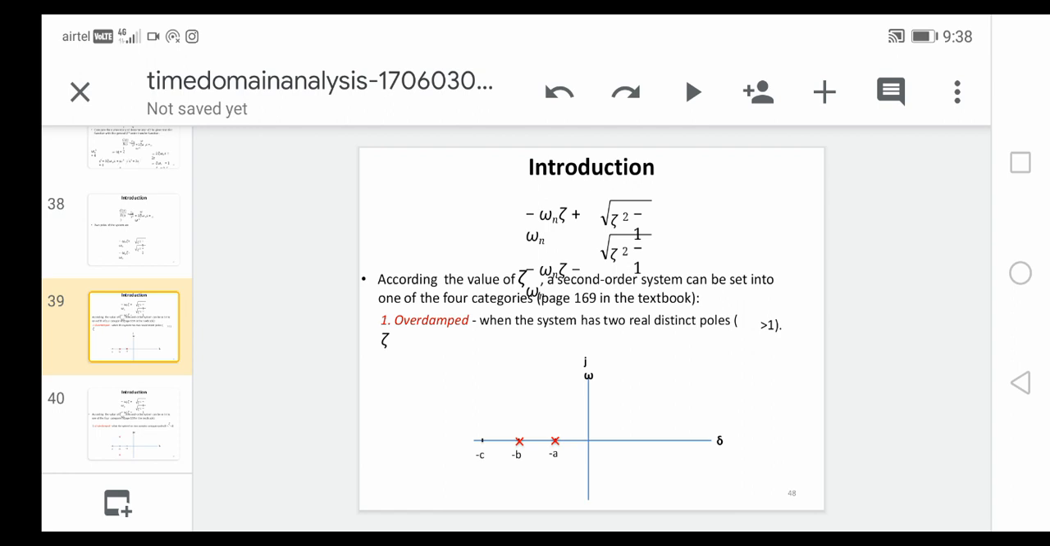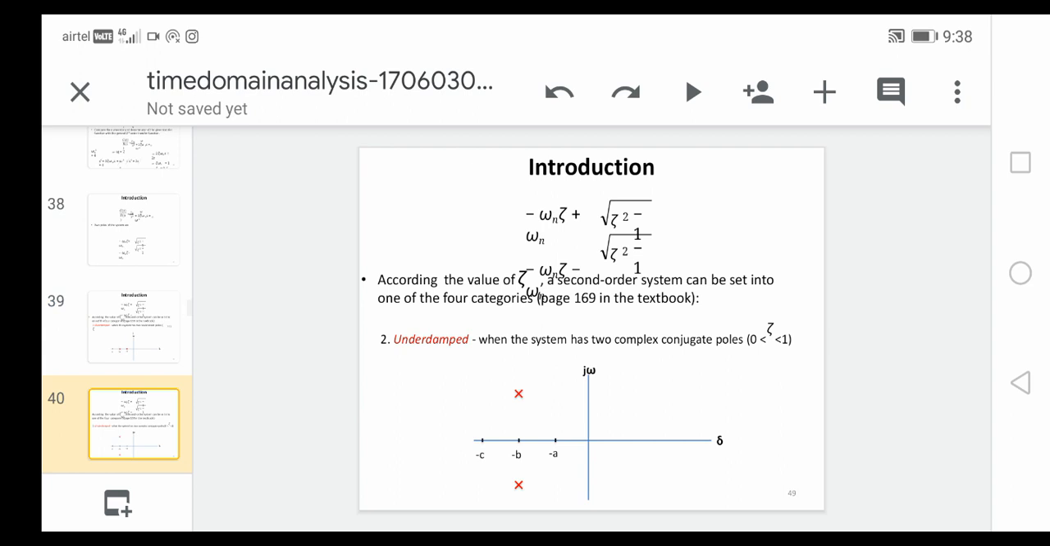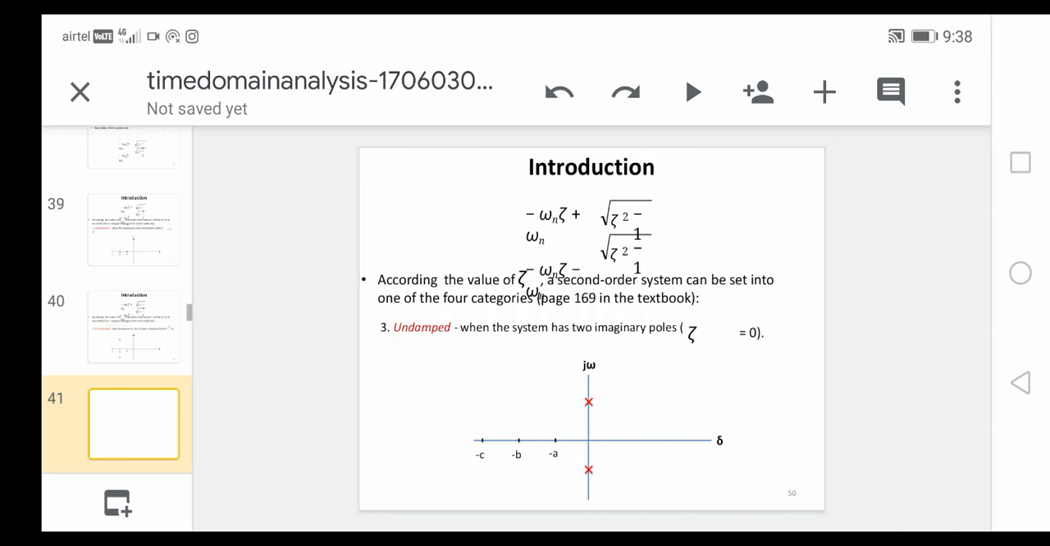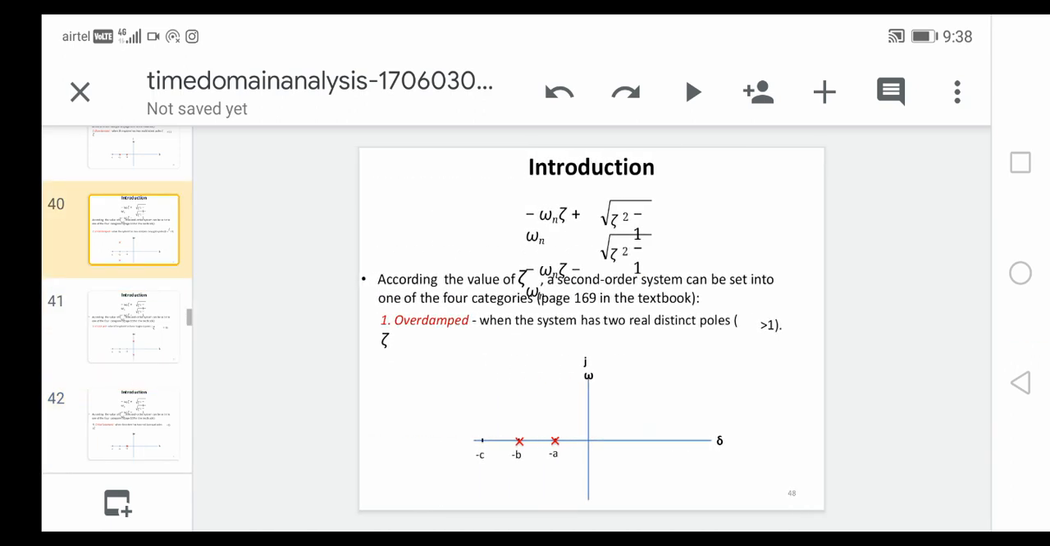When zeta is between 0 and 1, the roots will be complex conjugate. When zeta is equal to 0, the roots will be on the imaginary axis. When zeta equal to 1, roots will be real but equal poles. These are the four very important things.